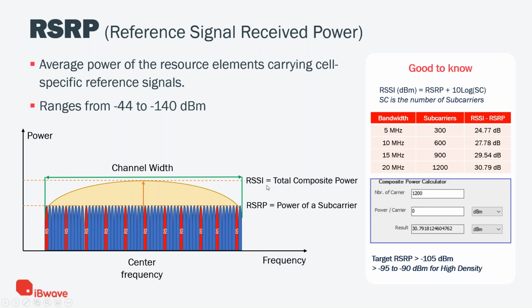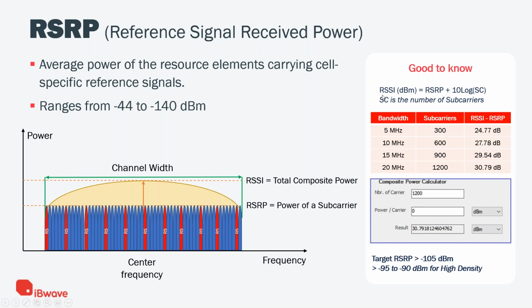So in LTE, if you're looking at RSSI, it's the power of the composite, like the sum of all those subcarriers, plus whatever noise, whatever interference. And this is where you end up with a higher value for RSSI compared to RSRP. And if we do the math, the RSSI is the RSRP plus 10 log the number of subcarriers. And the number of subcarriers depends on your bandwidth. So usually for LTE, we like to use the widest possible channel. So for a 20 meg channel, you have 1200 subcarriers. You end up with roughly 30 point something dB delta between RSRP and RSSI.